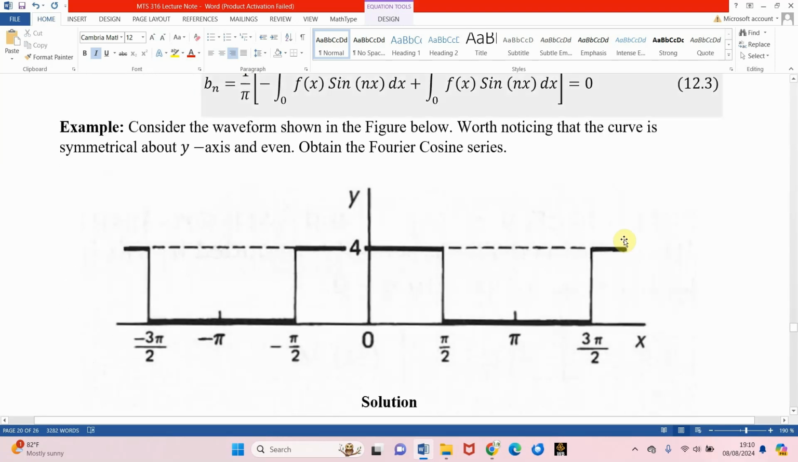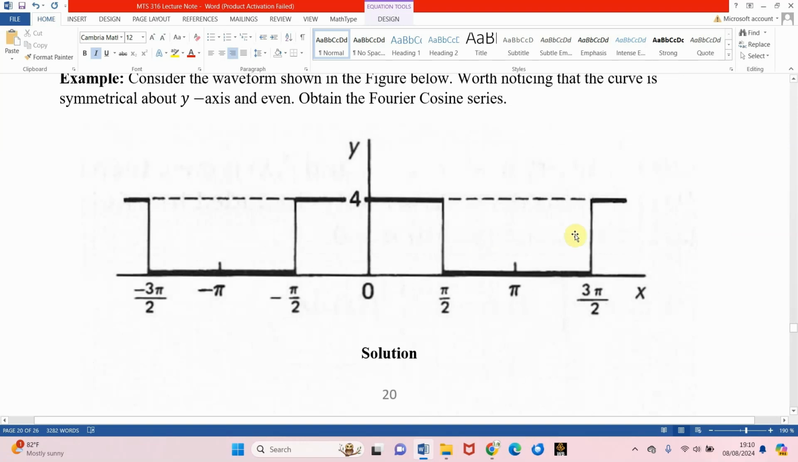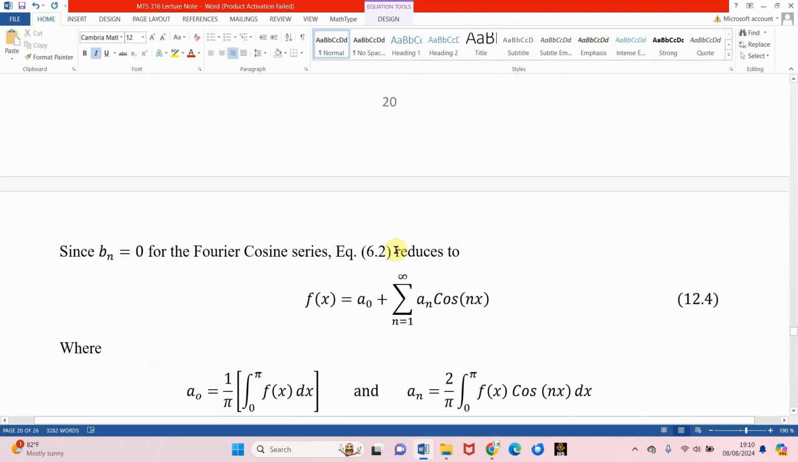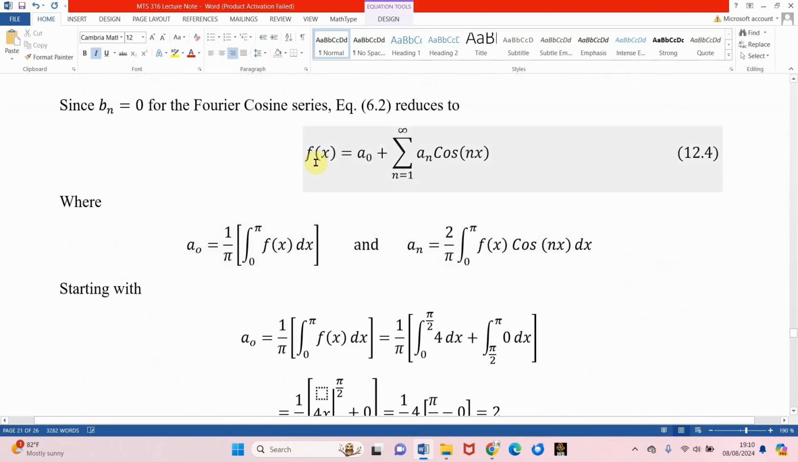So let's consider example number 1. We have this wavefront that we've solved, and looking at the graph, we can see clearly that it represents an even function, because from minus pi over 2 to pi over 2 we can see the kind of symmetry we have here. So let's solve it together. We have our expression here, which is for the Fourier cosine series, when Bn is what?